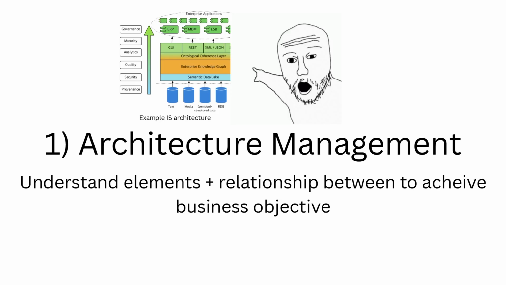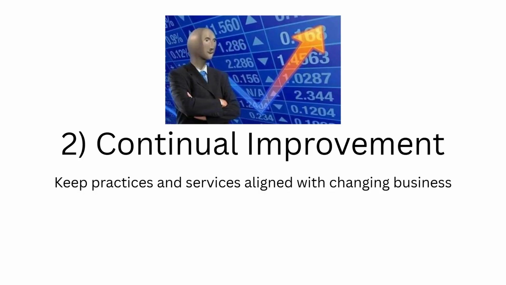First one is architecture management. Architecture management is to understand the components you have in your system and how they work, in a big picture, basically. The big picture is to make sure that the organization has all of the components working in the same direction. Next is continual improvement. You want to keep your services aligned with your objective. Because the environment is constantly changing, we have to continuously adapt and prioritize what to change.